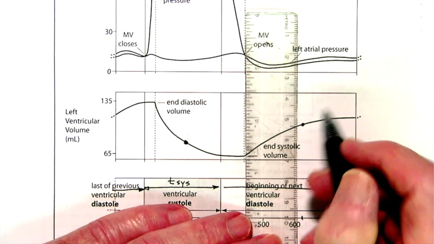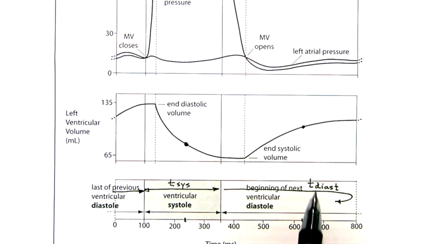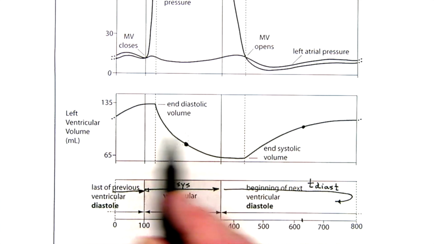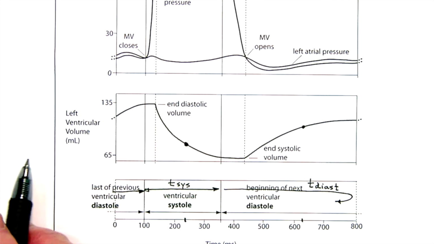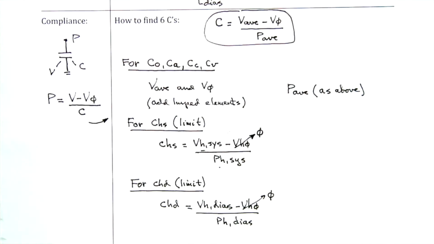It's that point right there. Go off to the left and estimate what the volume of the heart is, on average, during diastole. That's the numerator. For the denominator, we want the pressure in the heart during diastole.